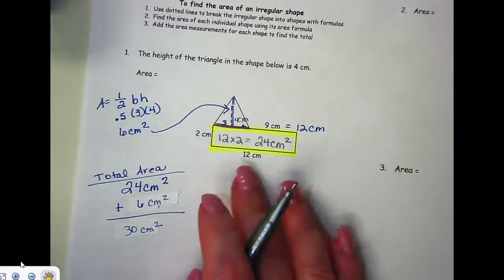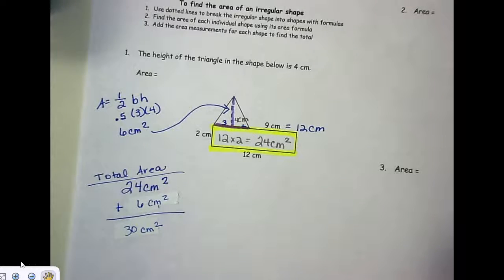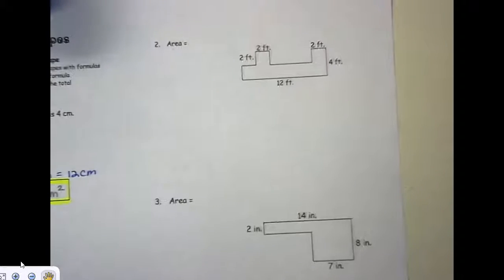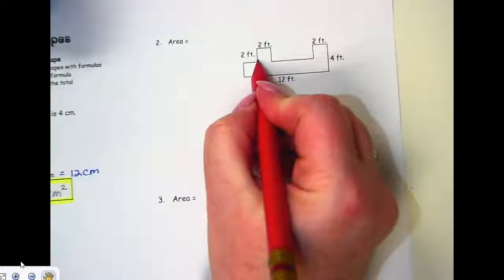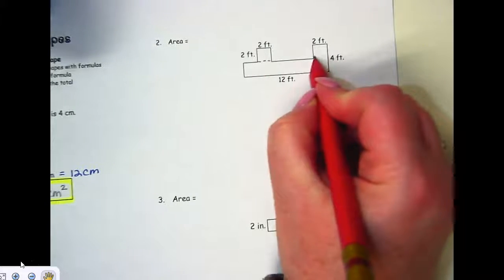All right, any questions about how we found the total area? All right, so look at the second one. Go look at the second one and see if you can figure out what shapes you're going to break it into. What shapes are we going to break that second one into? What do you think, Michael? 2 squares and 1 rectangle. Yes, I think you're going to have to break it into 3 pieces. So I think we're going to have to break it here. And I think we're going to have to break it here.